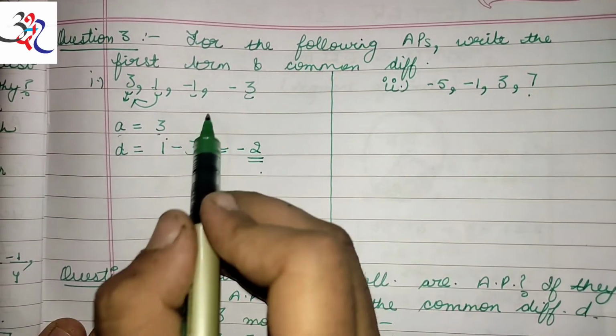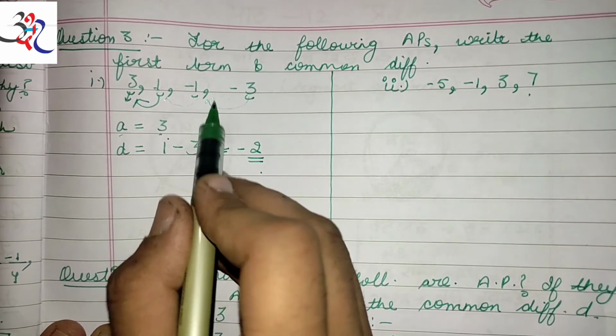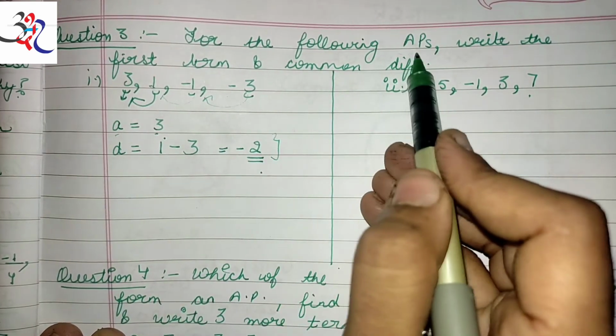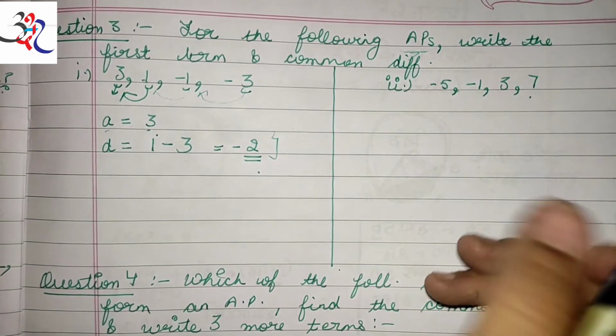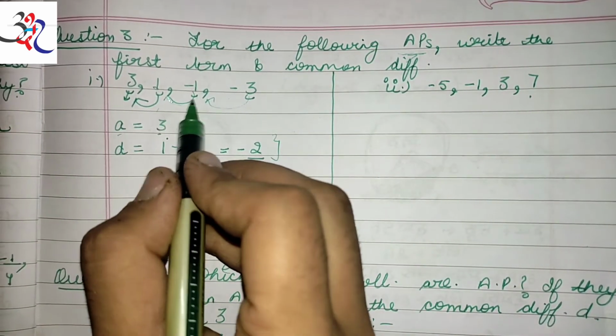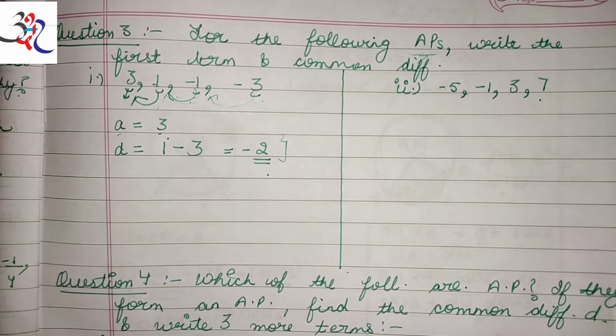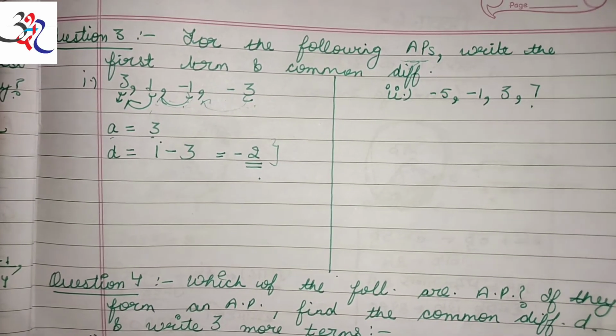In this question, you do not need to check every subtraction, because they have already told you that these are in an AP. That means the common difference is going to be the same for each and every term.